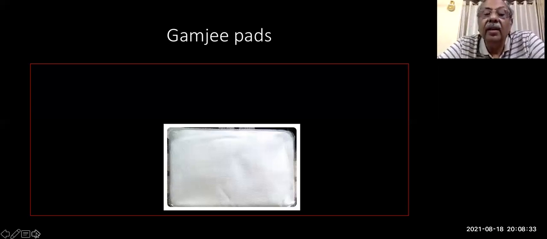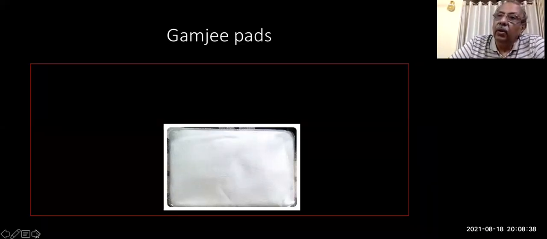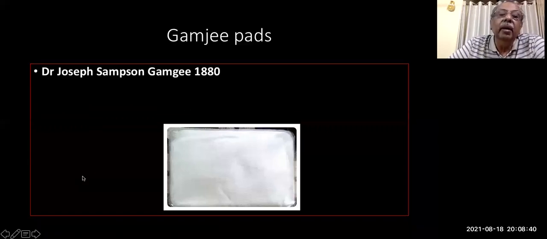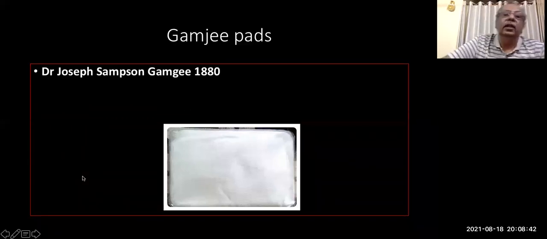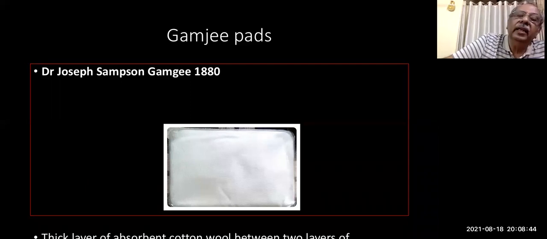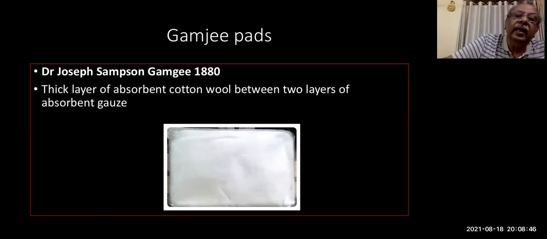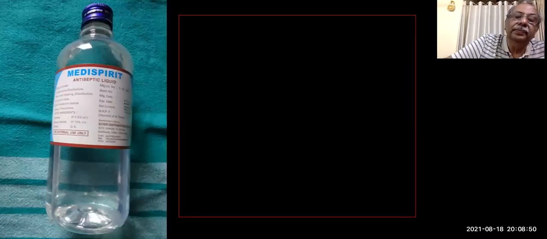Then they will show one of these Gamgee pads, and ask you how this name Gamgee came. It was described by Dr. Joseph Sampson Gamgee in 1880. It is a thick layer of absorbent cotton wool between two layers of gauze. Okay. Then spirit will be there.